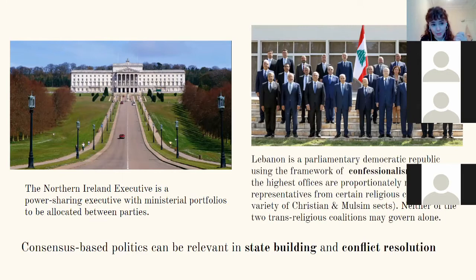Another example, probably a little bit less successful than Northern Ireland, is Lebanon, which is a parliamentary democratic republic that uses confessionalism. They have a lot of different religious minorities, in that everybody is a religious minority, I guess, except for one specific Muslim sect. And how confessionalism works is that they have offices that are proportionately reserved for representatives from certain religious communities. There are a couple of trans-religious coalitions, but neither of them can govern alone. And that's codified into law and into their constitution.